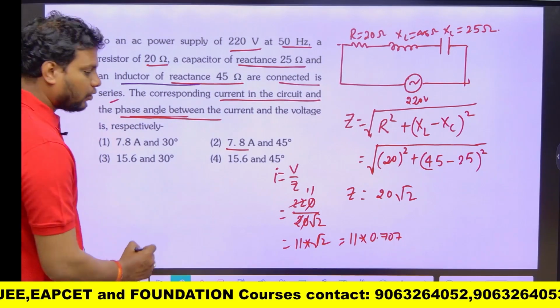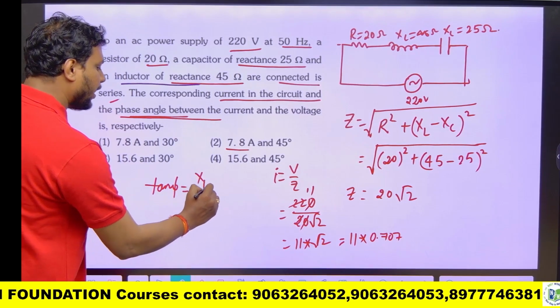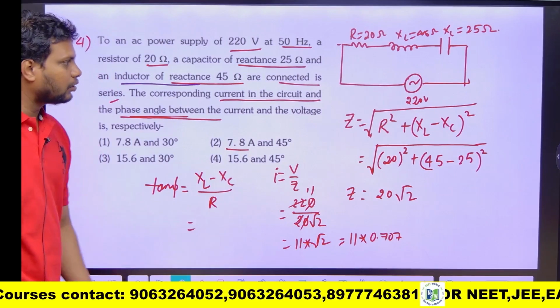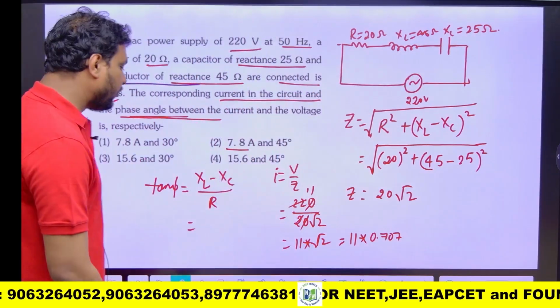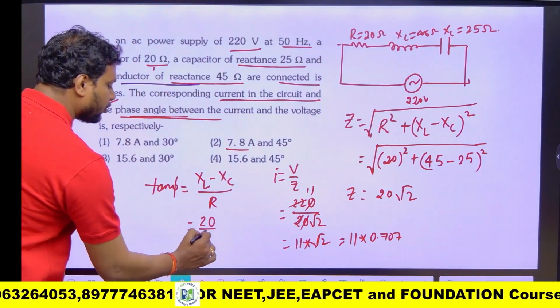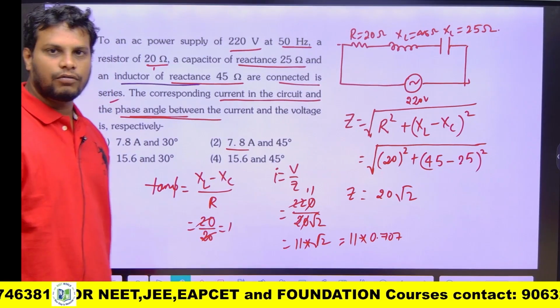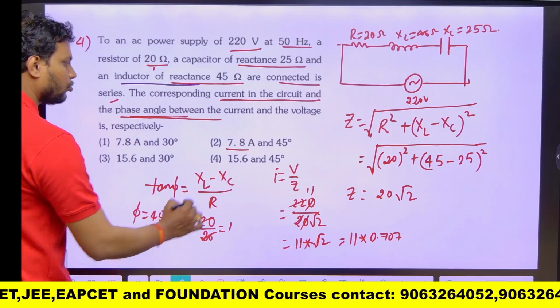So how to find the phase angle? We have the formula tan phi is equal to (XL minus XC) by R. XL value is 45 and XC value is 25. 45 minus 25 is 20, divided by the resistance of the resistor, which is 20. We can cancel both, which is equal to 1. So tan phi is equal to 1, which implies phi is equal to 45 degrees. So option 2 is correct.